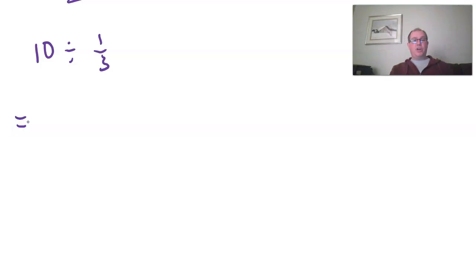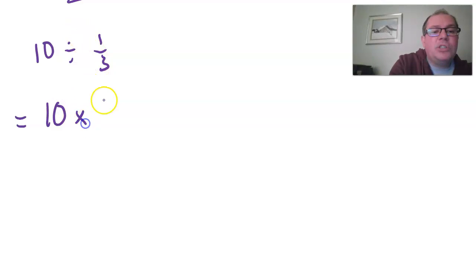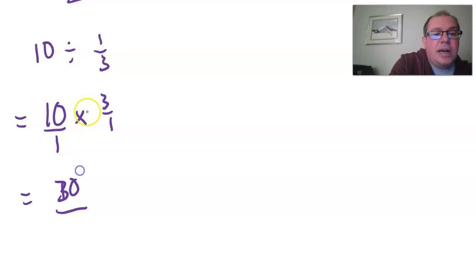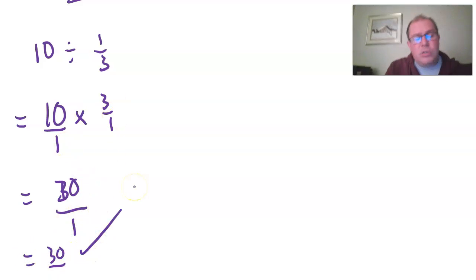So 10 divided by a third, pause the video, try it. Don't do the division, do it as a multiplication. Okay, so I'm going to go through it. So hopefully you've got it. When you've got 10 divided by a third, multiply by the reciprocal. You can change the 10 to 10 over 1 if you want. And so I've got 10 times 3 is 30, and 1 times 1 is 1, so my answer is 30. And that's how to do division. Change it into a multiplication.